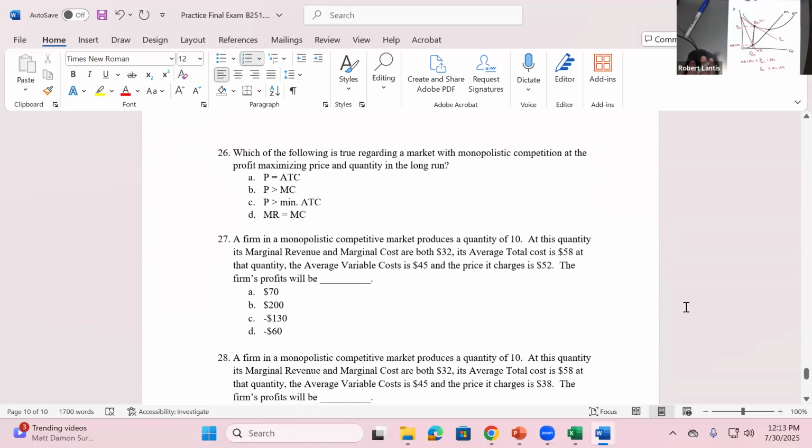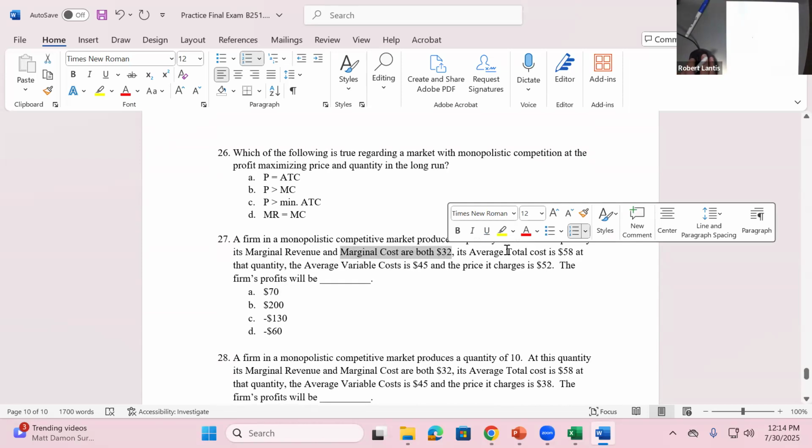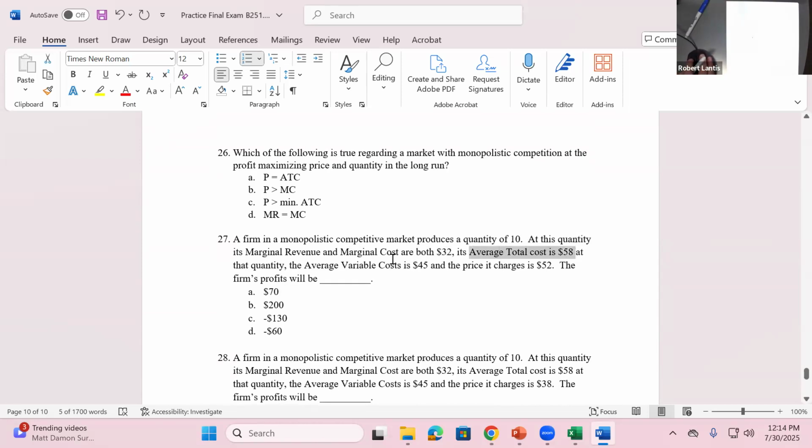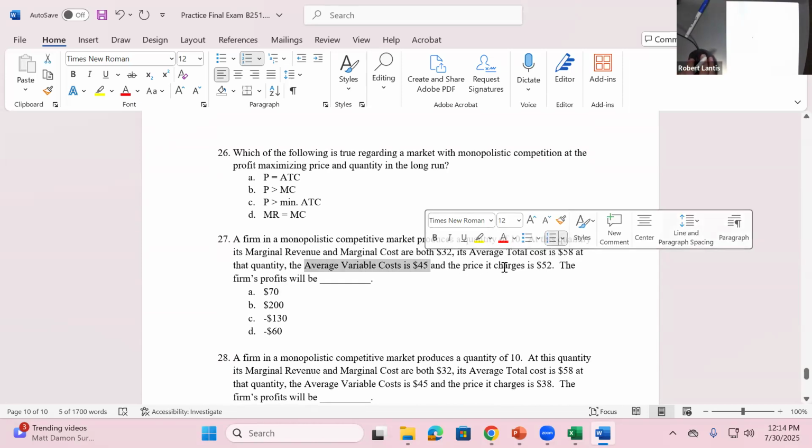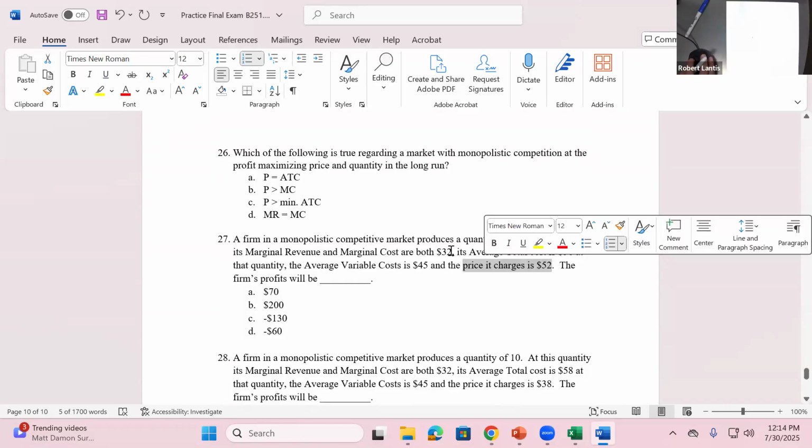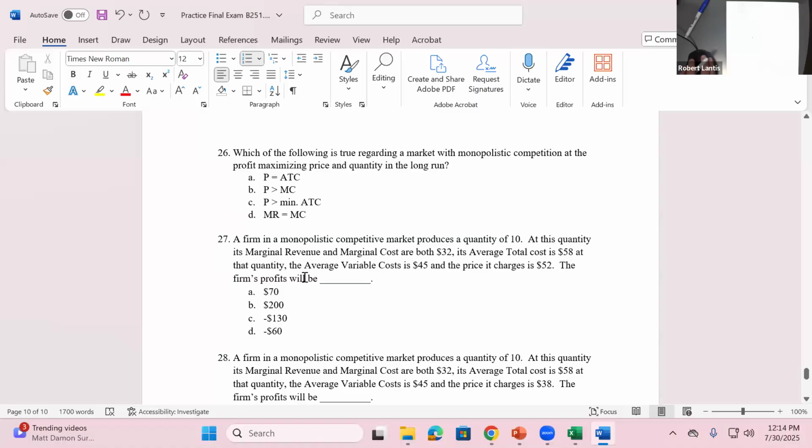Okay. So let's say instead we kind of had one of these more word type problems. So if I've got a quantity of 10, this is the current profit maximizing quantity, and I look at the marginal revenue and marginal costs are both 32, average total cost is 58, average variable is 45, and the price I'm charging, right, to kind of maximize profits is 52. Okay. So what will the firm's profits be?